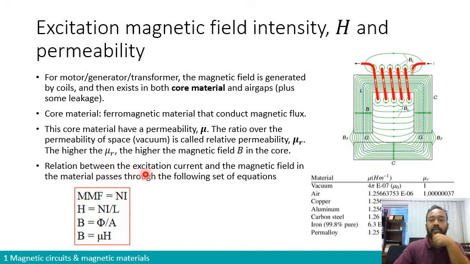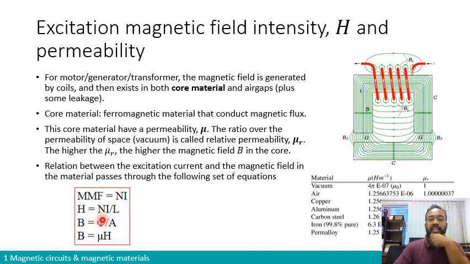And now we have a certain relation with the excitation current. Remember just now, if we have excitation current on the coil, we have a magnetic field, and there is magnetic field in air and magnetic field conducted in the core. The magnetic field that is excited by the coils is what we call the excitation magnetic field. We call it H. And how do we calculate H?